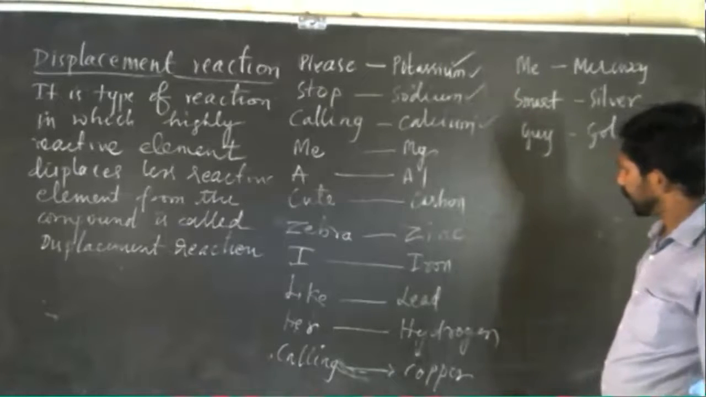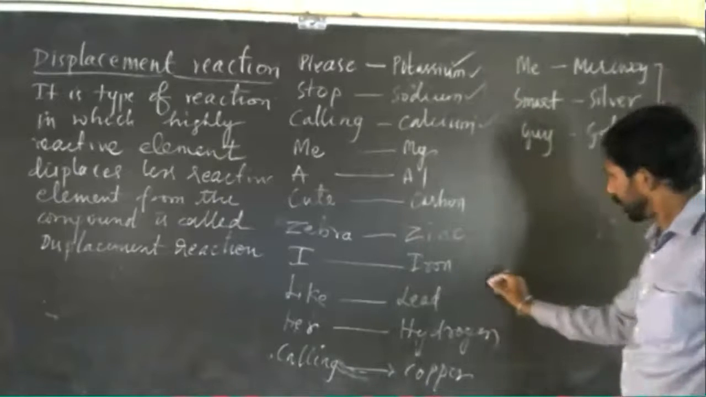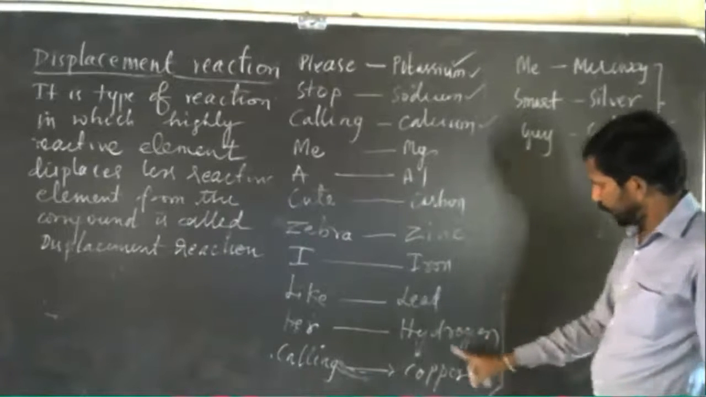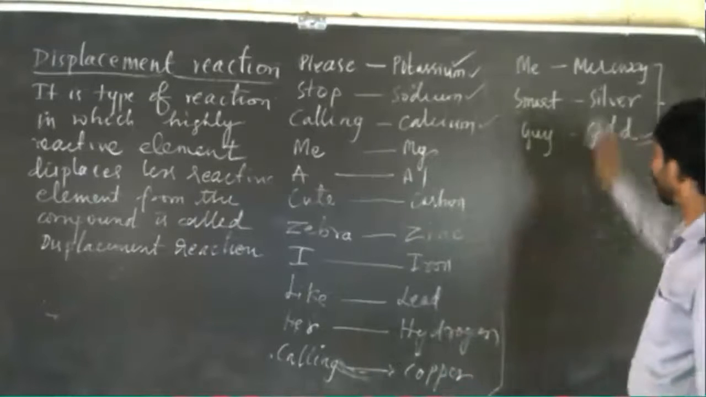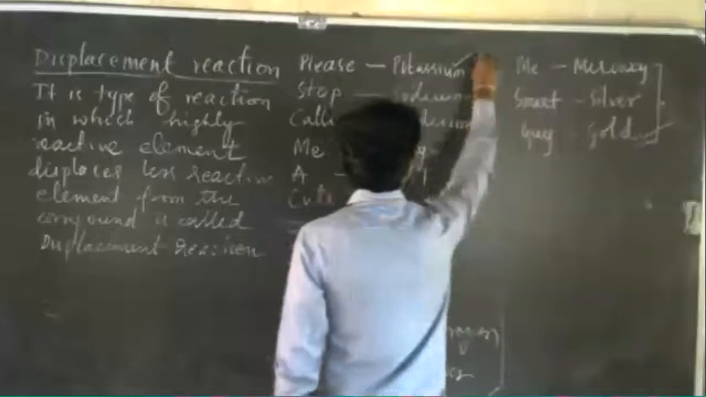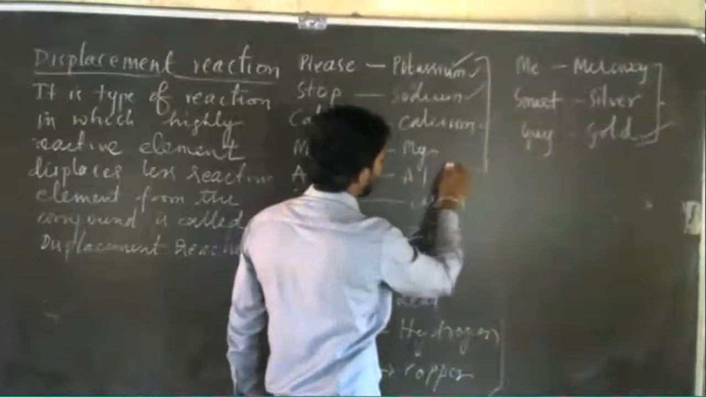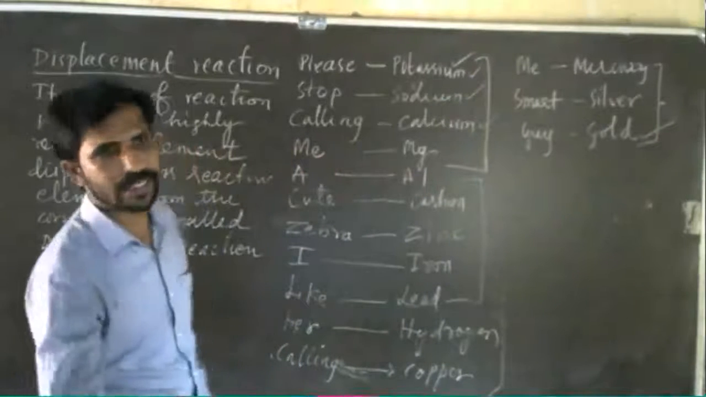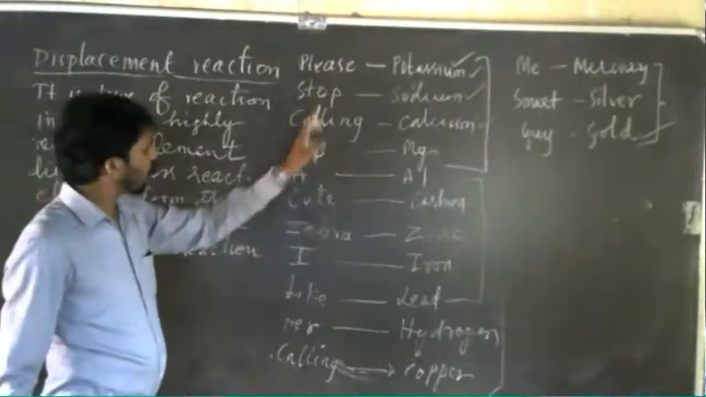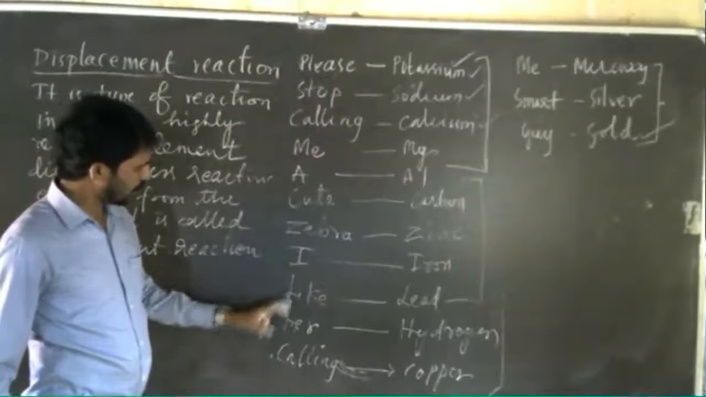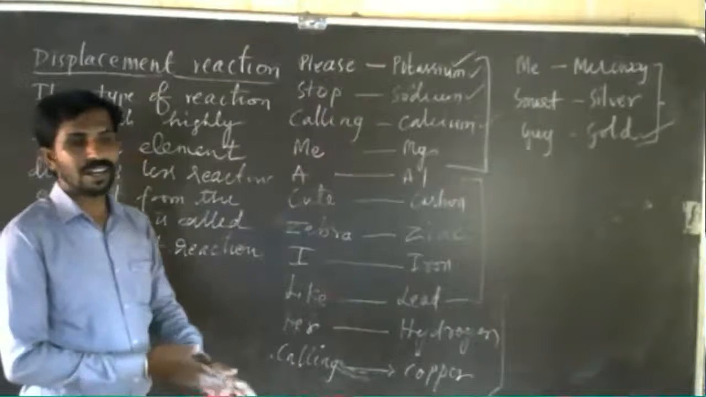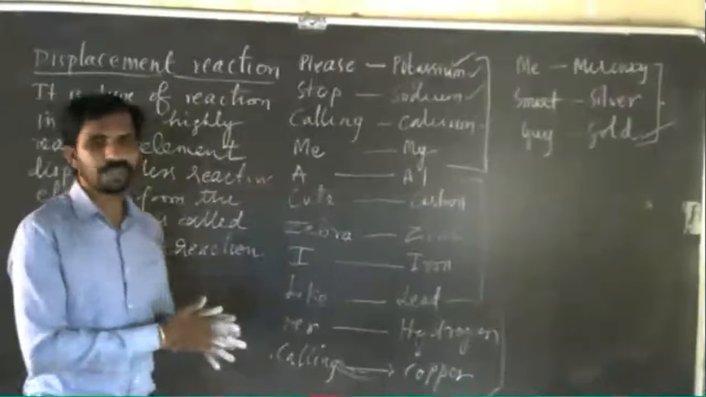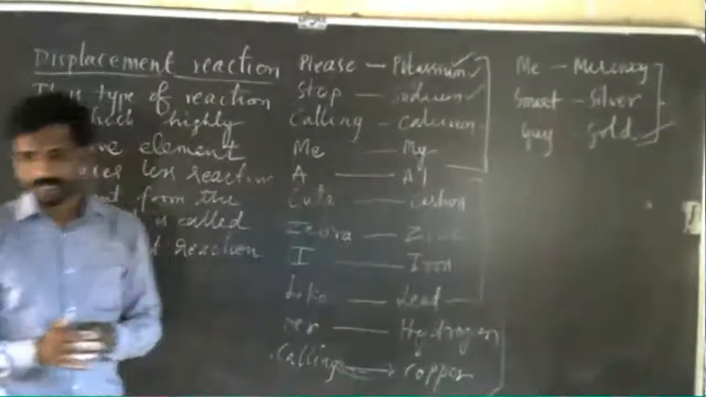If you see this, this is more reactive. Potassium is more reactive and gold is very less reactive. Compared to potassium, sodium is less reactive. Compared to sodium, calcium is less reactive. So reactivity decreases. These are low reactive elements. Lead is somewhat reactive. From below hydrogen, all are low reactive. So these are highly reactive, and these are medium reactive elements.